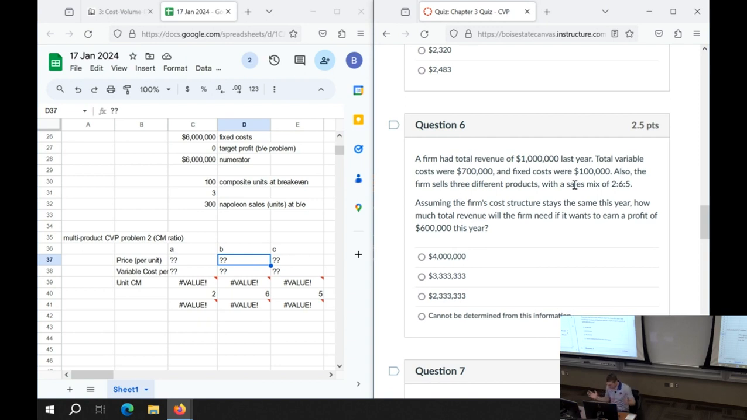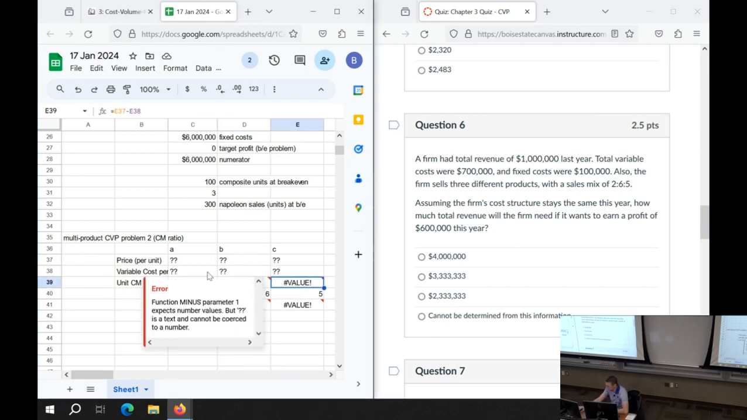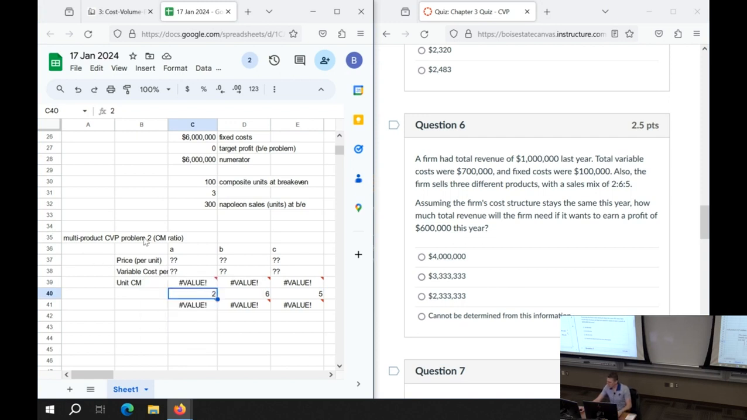As an accounting student, I liked unit CM so much, I just cursed the bones of CM ratio every time I saw it. But this one, you have to go with a CM ratio because you can't solve it with unit contribution. Those are unknowable. But the CM ratio, you can know.